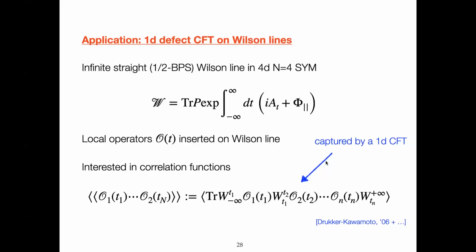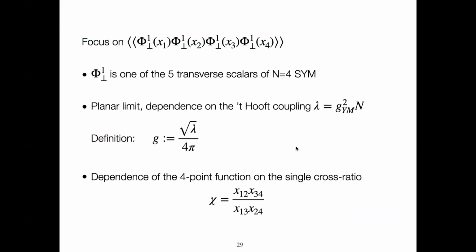And the nice thing is that because you put a defect there, you break the full superconformal invariance of 4D N=4 super Yang-Mills, but not all of it. What remains is the superconformal invariance of a 1D CFT. So now you can basically do what I said with a 1D CFT. I want the 4-point function to bootstrap, to write the crossing equation.